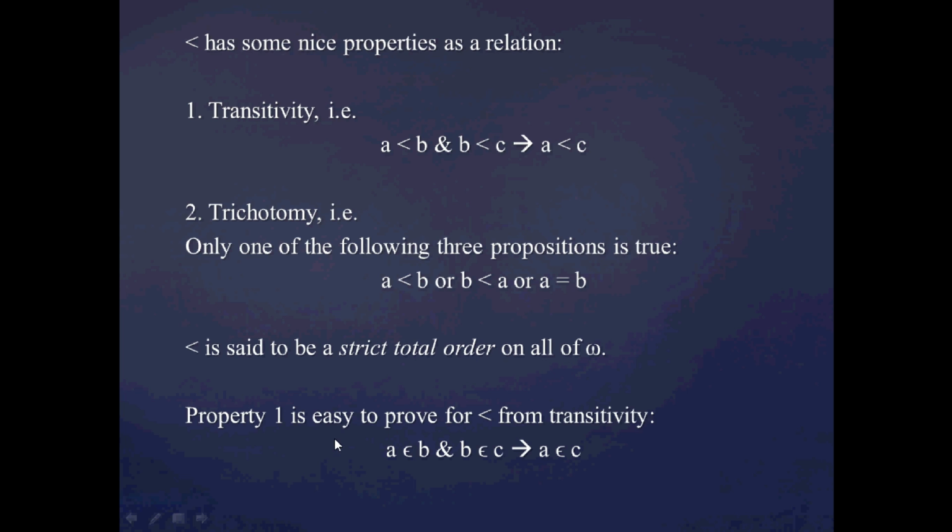And property one is very easy to prove from this less than relation, mostly because it just falls from the transitive properties of the natural numbers. Remember, all natural numbers are transitive sets. So if I say that A is in B and B is in C, then it just follows very naturally from the transitive nature of the natural numbers that A is in C. And that's basically this statement here. And before I prove that trichotomy holds on the natural numbers, I'm going to prove this theorem that A being in the set B implies that A plus is in B plus, and the converse, that A plus being in the set B plus implies that A is in B.